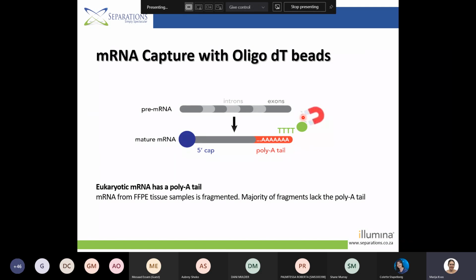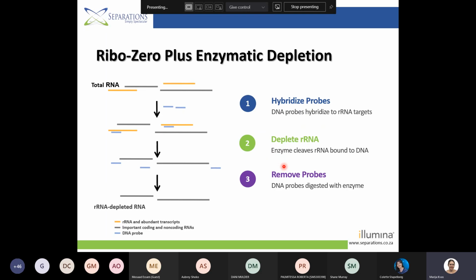If we employ this kind of methodology, we will create a 3' bias towards that poly-A, right? Because our DNA will be fragmented, and we will only be pulling actually the poly-A tail. So it's not ideal when it comes to FFPE samples. In that case, we will employ what we call Ribo-Zero, which is a ribosomal RNA depletion method, right?